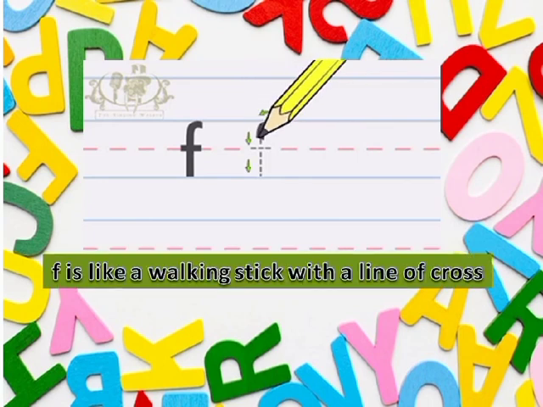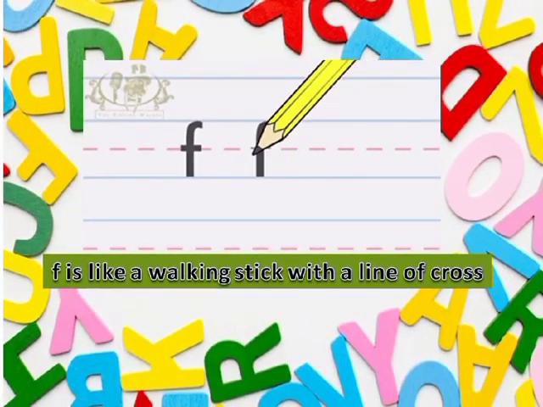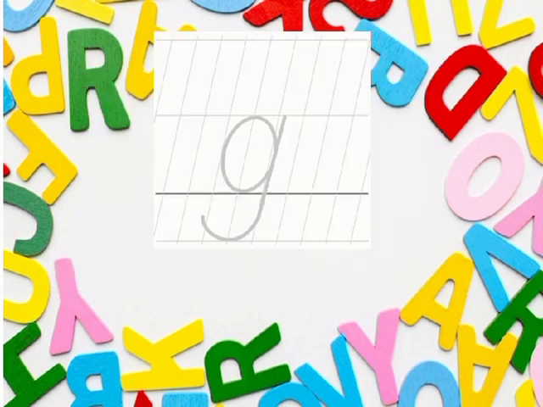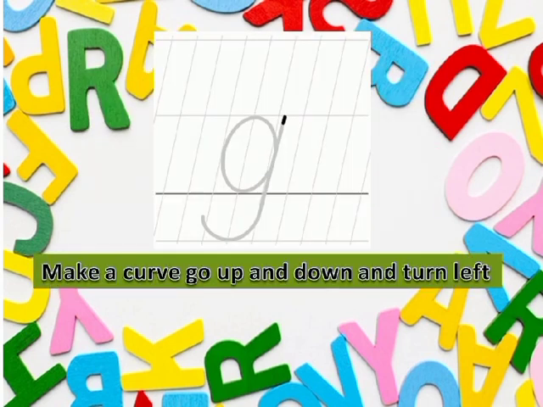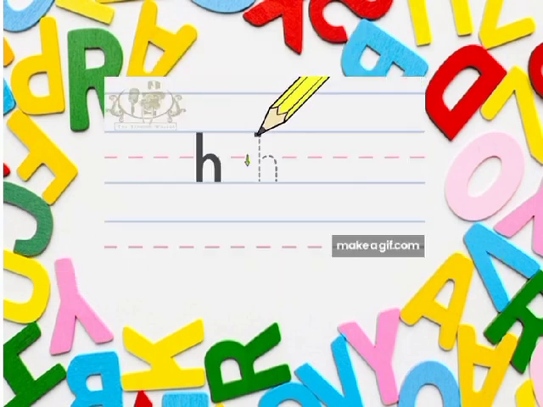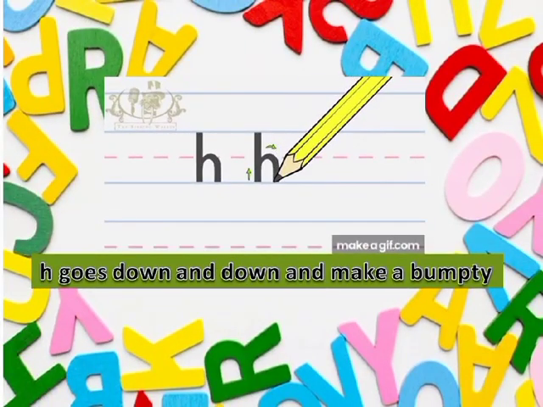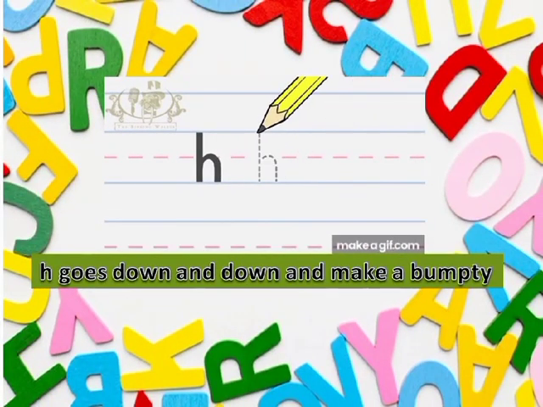F. F is like a walking stick with a line of cross. F. G. G. Make a curve. Go up and go down and turn little. H. H. H goes down and make a bumpy. H.